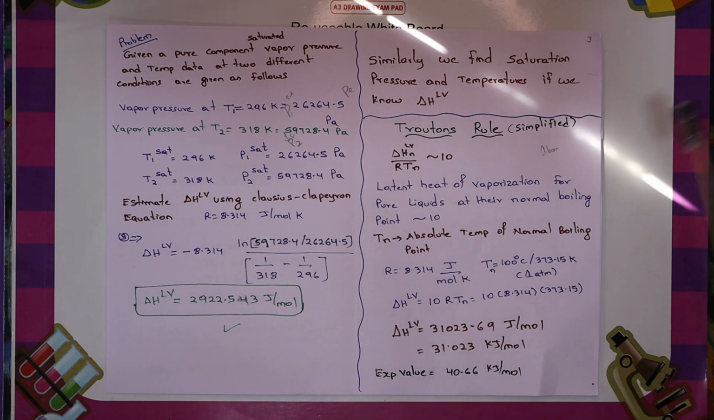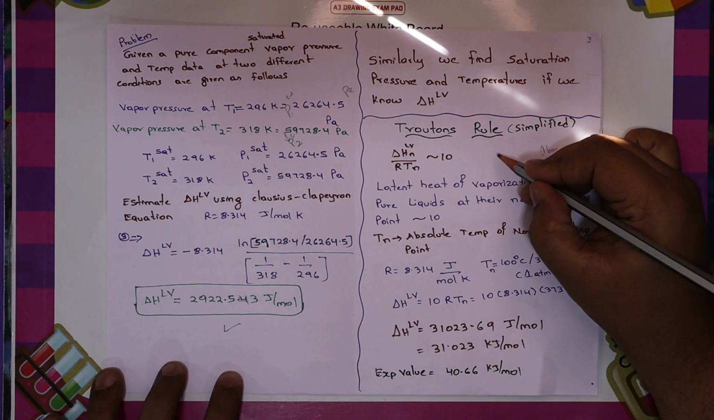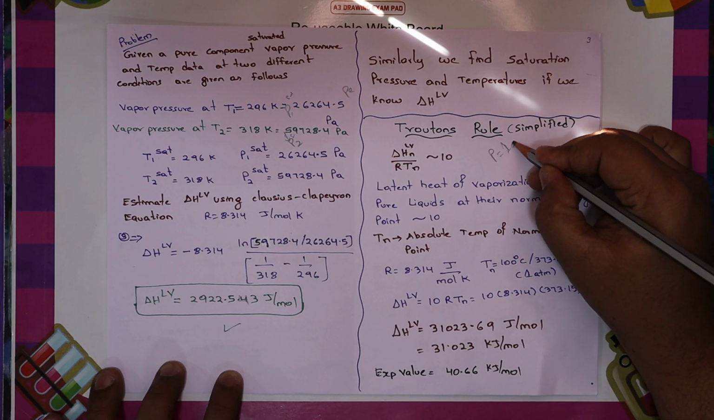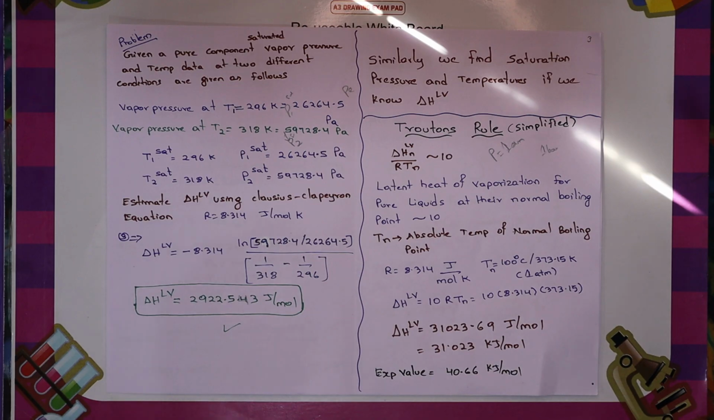What is the normal boiling point? Normal boiling point is, in general, at a pressure equal to 1 atmosphere. For example, water has a normal boiling point of 100 degrees centigrade. What is a normal boiling point? The temperature at which the pressure is 1 atmosphere, and if you try to measure it, that is the normal boiling point. So what is the normal boiling point temperature of water? It is 100 degrees centigrade. At what pressure? 1 atmospheric pressure. That is what this N is denoting.